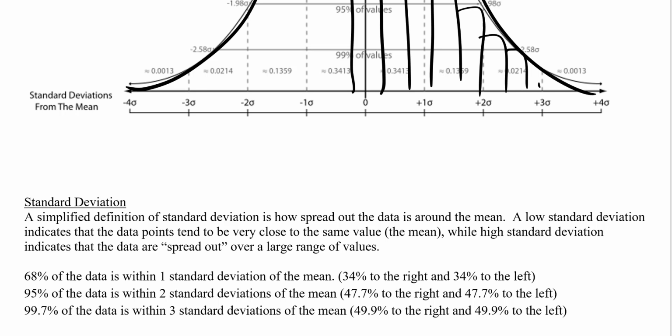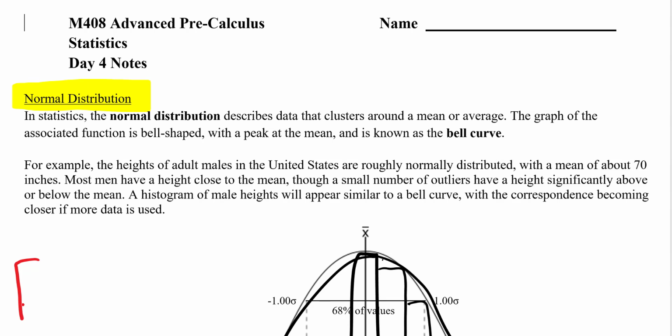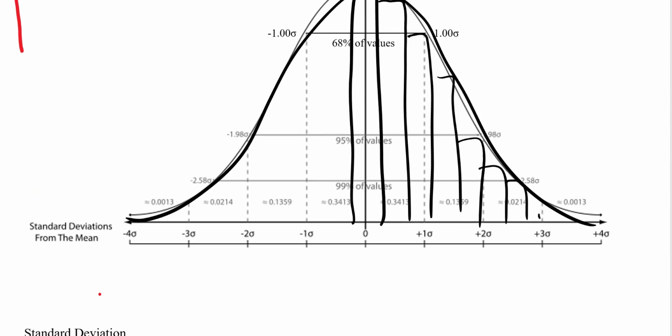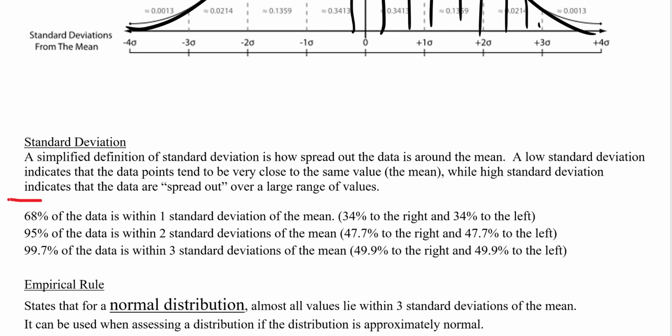Okay, looking at some of these numbers here, this guy right here. So 68% of the data of a normal curve is within one standard deviation of the mean. Okay, so 34% to the right, 34% to the left. 95% of the data is within 2 standard deviations of that mean, and 99.7% of the data is within 3 standard deviations of the mean.